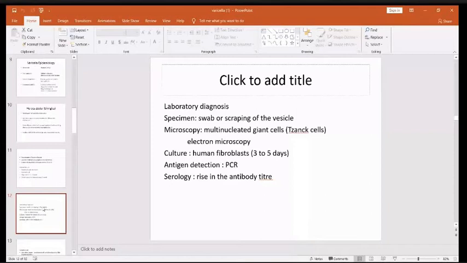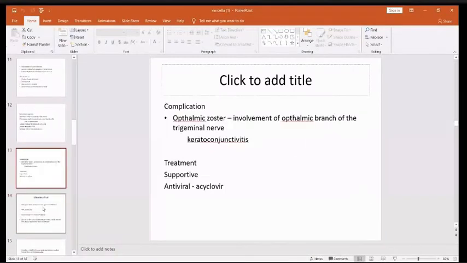Complication, as I mentioned, is herpes zoster ophthalmicus, that is if there is involvement of the ophthalmic branch of the trigeminal nerve. Commonly it involves the thoracic nerves or the dorsal root involving the thoracic nerves. So the common site would be the thoracic region, but sometimes it can involve the ophthalmic branch of the trigeminal nerve. So you can see the vesicular lesion in the eye area, around the eye, sometimes even inside the eye. That is herpes zoster ophthalmicus, and it can result in keratoconjunctivitis. So this can be considered as one of the complications of zoster.